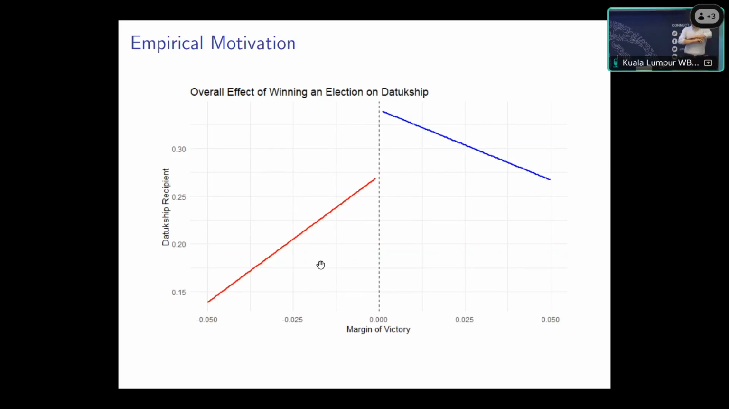So what I did was I took all the elections from 1959 till now, and I took the close races, and the outcome is whether or not they receive a datukship. Datukship is a title that is endowed by the state, and I look at the downstream outcomes and see the effect. The effect is pretty large, about 9%. The late, not the overall line. Yep, sorry, that's a typo there.